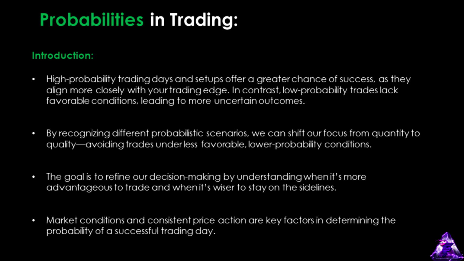A good example of a low probability scenario would be taking a random trade outside your strategy, perhaps driven by emotion, overtrading, or other mistakes. These types of trades don't align with your edge and typically lead to inconsistent results.